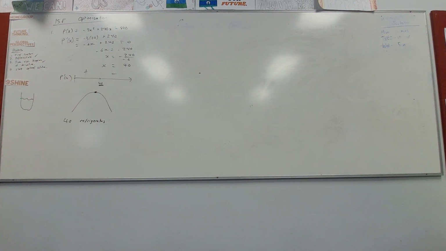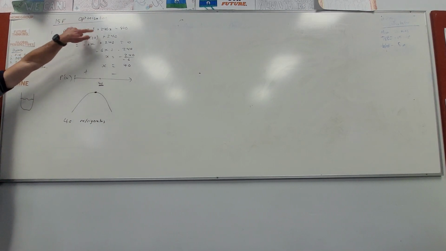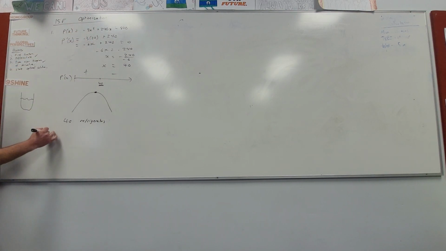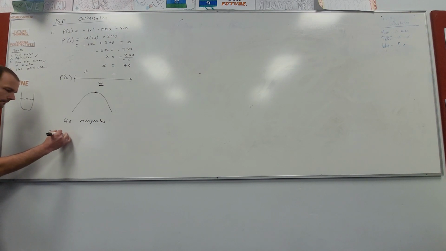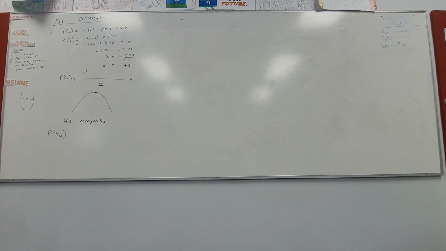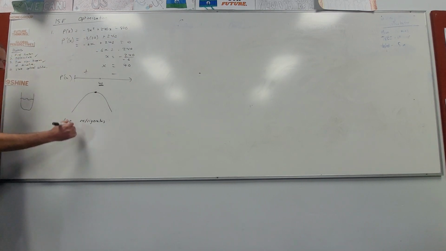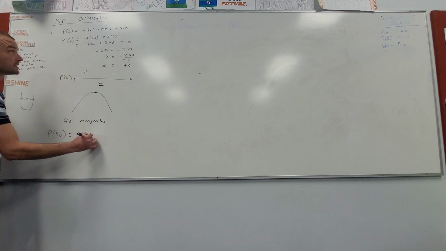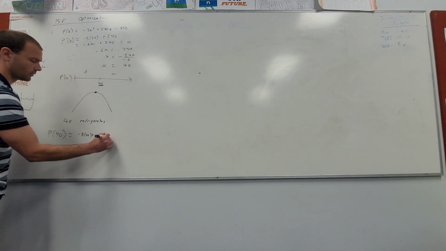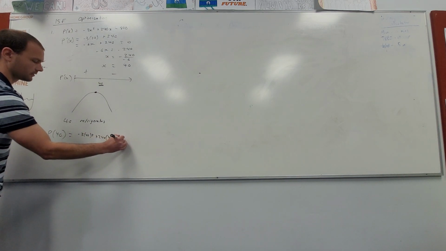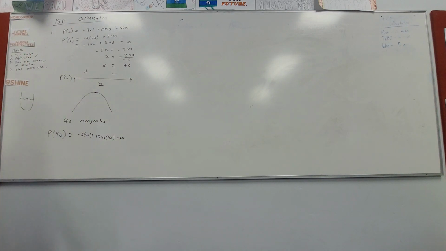What is the maximum profit? Well, this is the profit function. This tells you the profit for any number of refrigerators manufactured. So we need to find P of 40. All right, we want to know what is the profit value when we put x is 40 in. And so we'll have minus 3 times 40 squared plus 240 times 40, take 800. We'll mash that quickly.